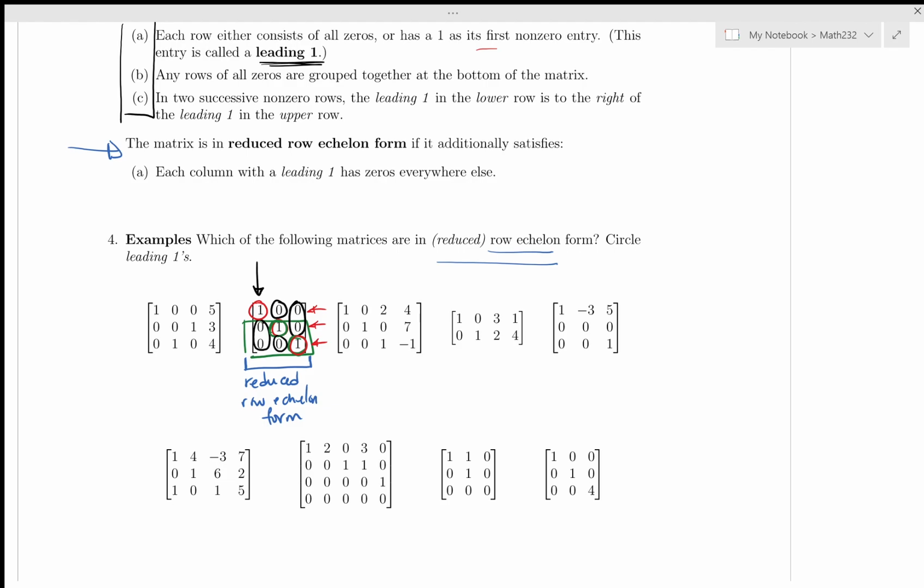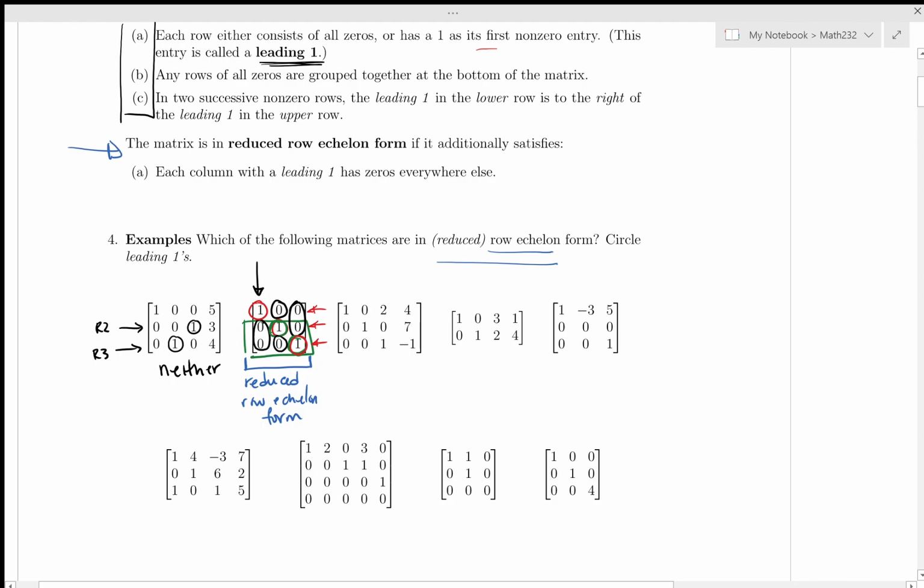Okay, let's take a look at the next one. This one is neither. Why is it neither? Because look at what happens here: row 2, and here, row 3. You notice that row 3 is a lower row than row 2, and this 1 right here is not to the right of this one here. So this one is neither.